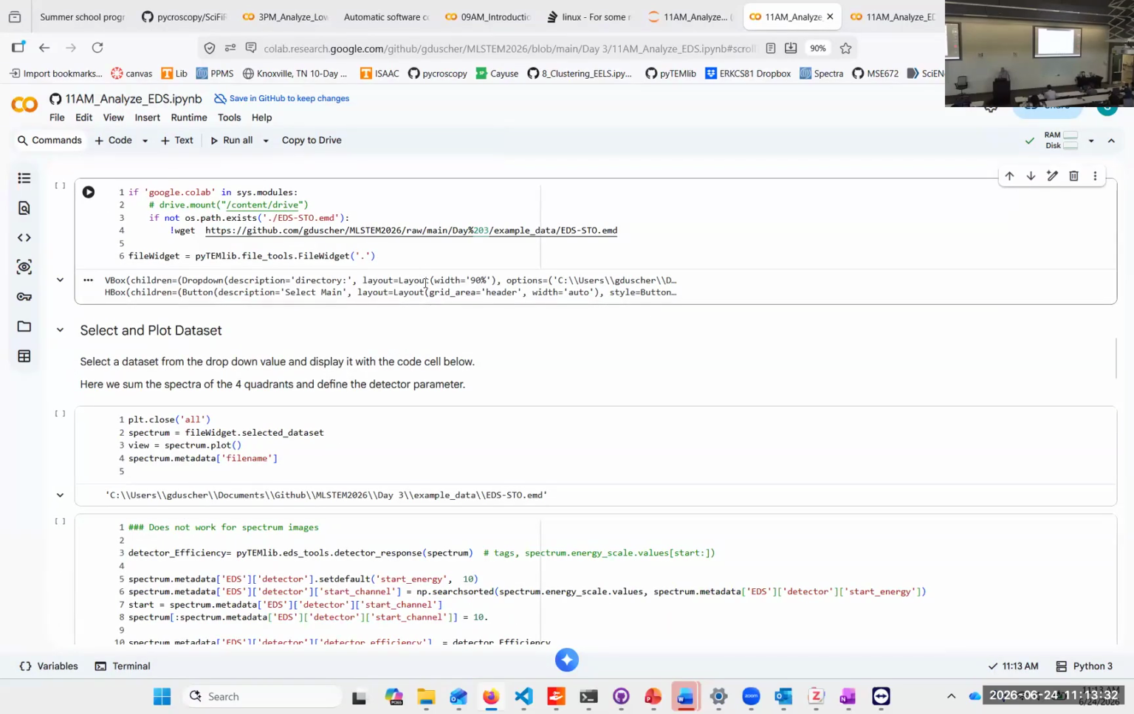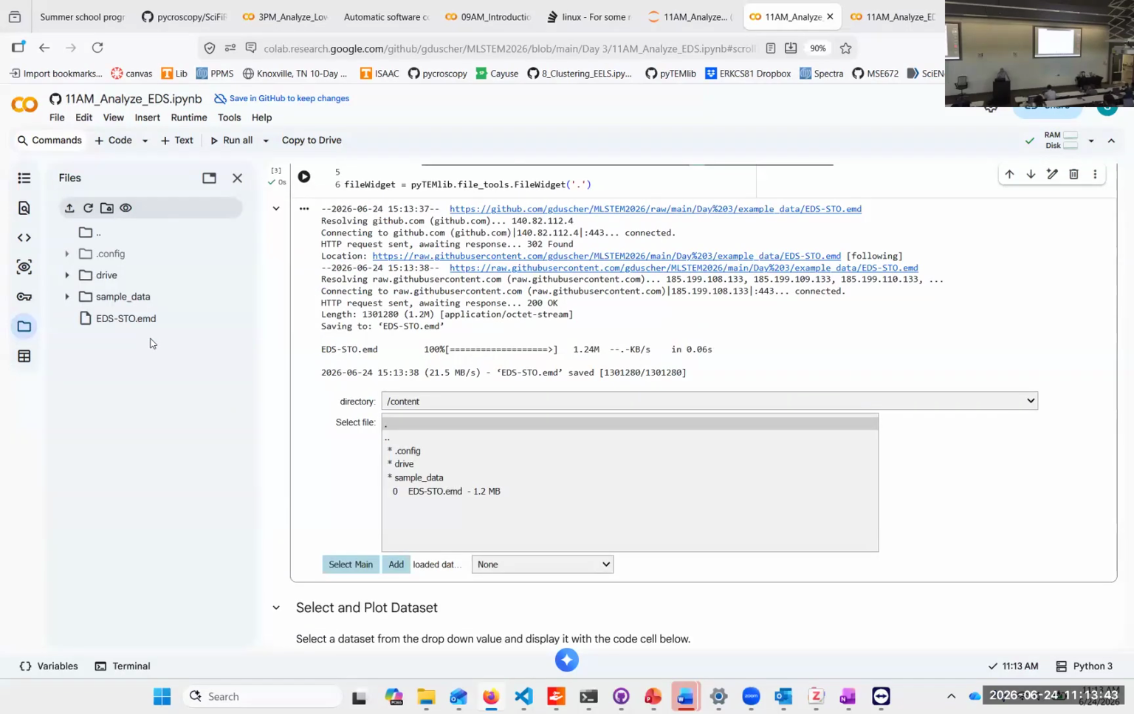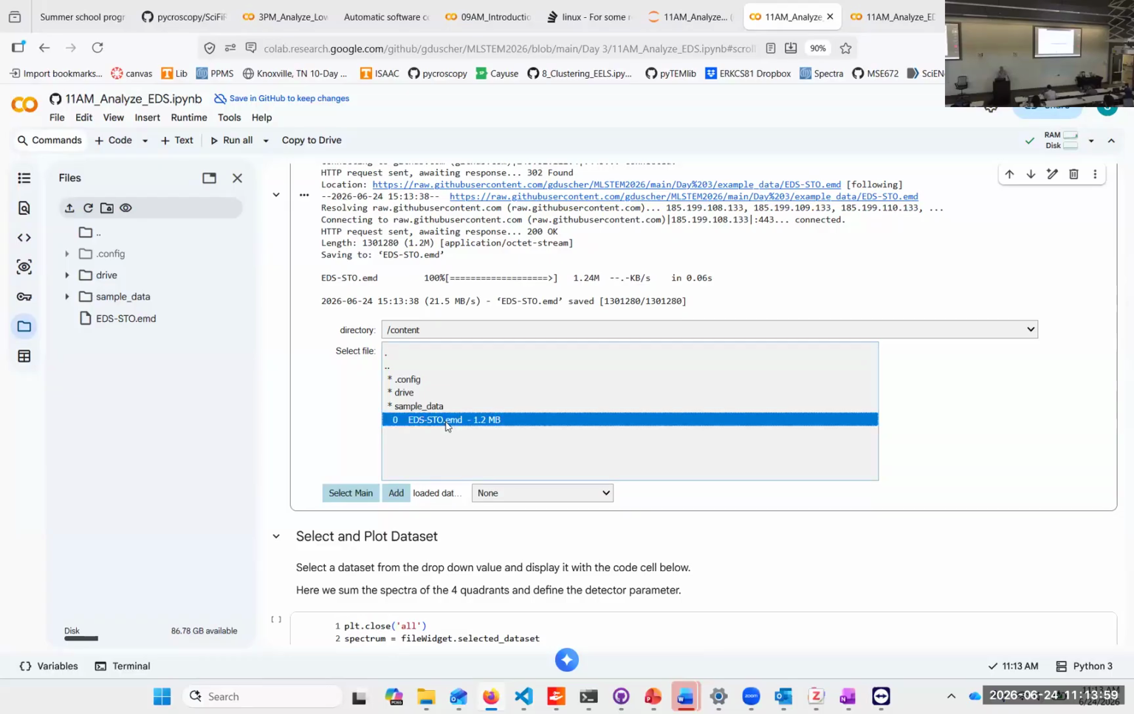So what we do is we are in Google Colab. So what I did is I downloaded an EMD file to this folder, and it opens the file widget. And the reason I use file widgets is so that we can use it on Google Colab or any other system. You don't have to have an open file window. So we select that as main.